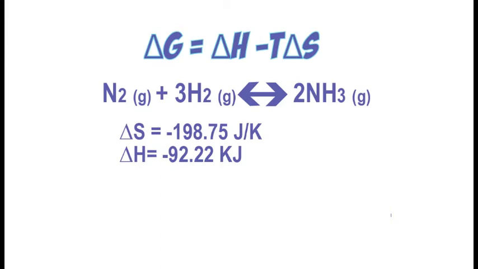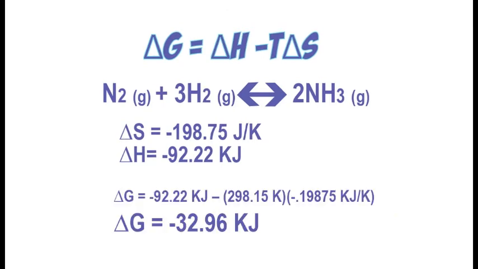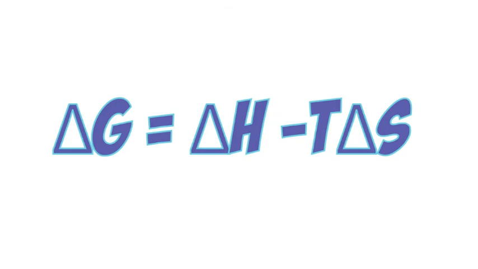Well, delta H is negative, so it's favorable, but delta S is also negative, which is unfavorable. We should put them in the Gibbs free energy equation. So delta G is negative. That means the reaction is spontaneous. Good job! Now don't forget, delta G equals delta H minus T delta S.